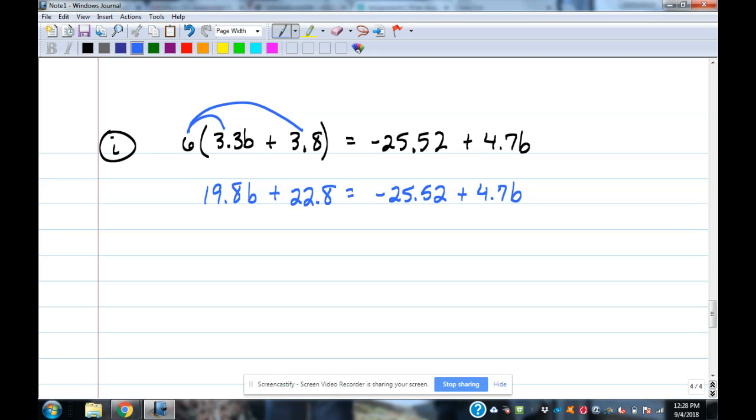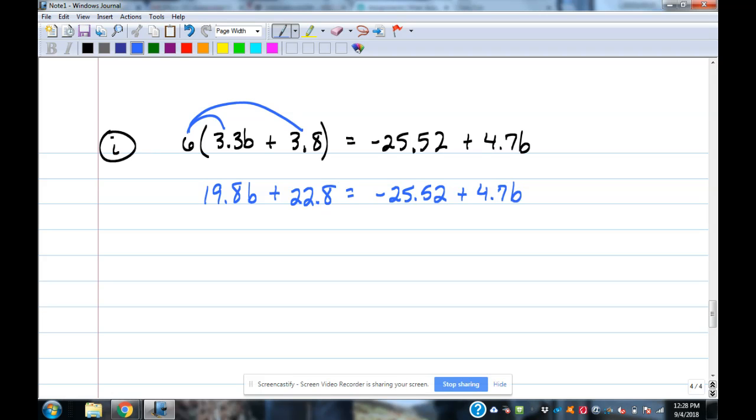Now, here's where you got choices. The George Jones song about choices. I don't know if you know, George Jones is an old country music guy, and the song about we've all got choices since the day we were born. So we got to choose. Do we want to move b's first or regular numbers? Regular numbers is usually what I do. So we got to choose to either move the 25.52 or the 22.8. It does not matter which one you move first.